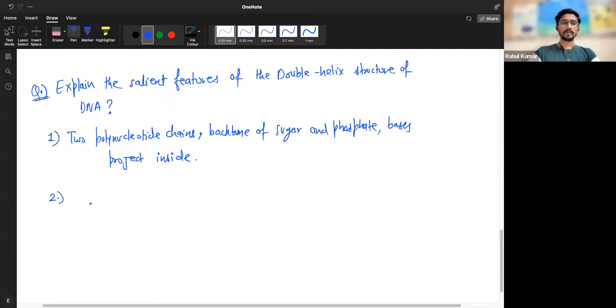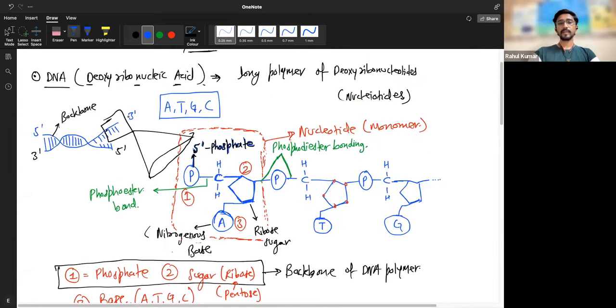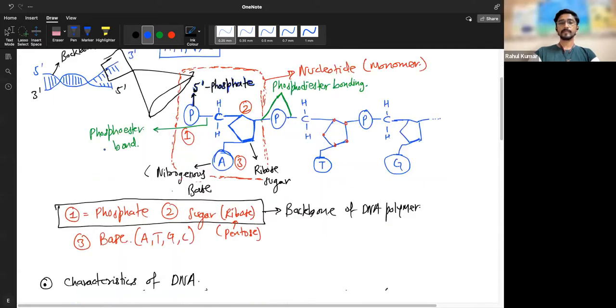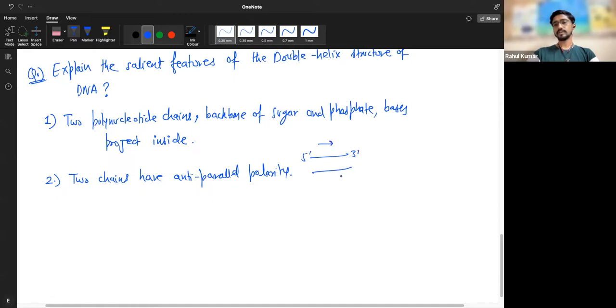Then you have to talk about the polarity of the chain. Like I just said, one chain has 5' to 3' polarity, the other has an opposite polarity. So write down, second point: the two chains have anti-parallel polarity. Which means if one chain is 5' to 3' in this direction, then the other chain will be 3' to 5' in the same direction. You understand? Yes, sir.